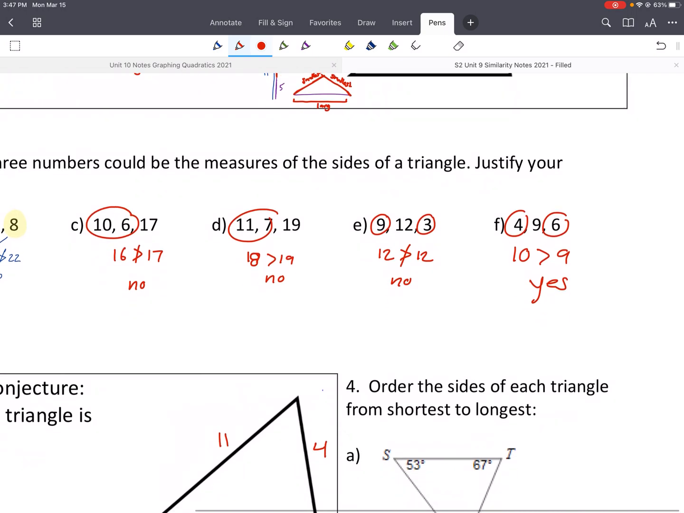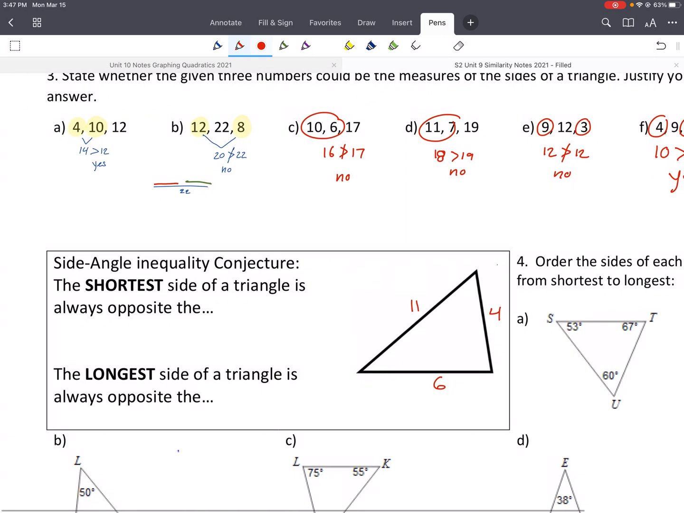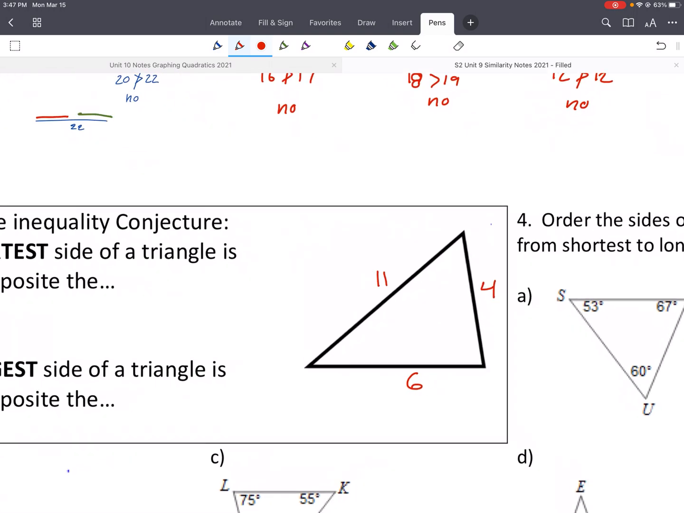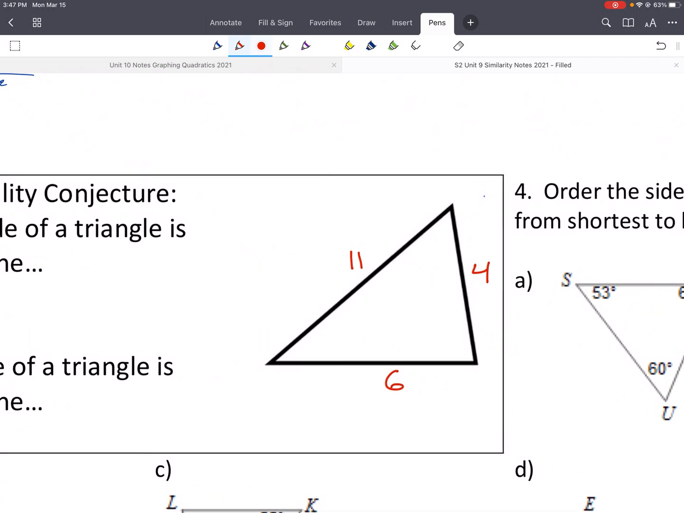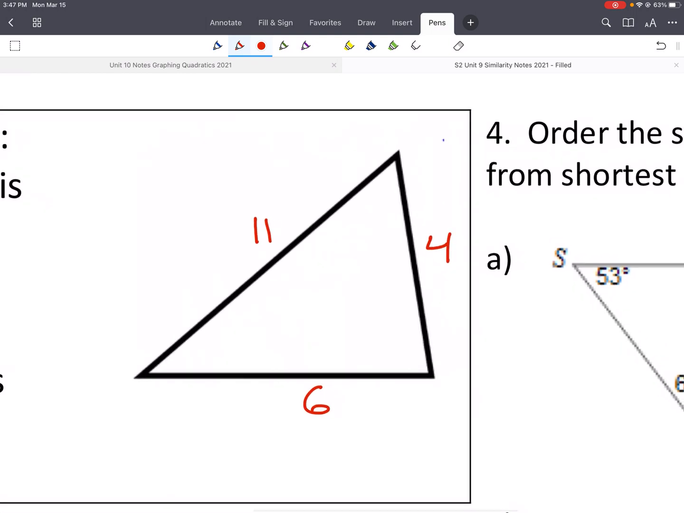All right. Next we have is called the side angle inequality conjecture. This basically tells us that there's a relationship with an angle and its opposite side. So if we were to look at this, I just put these numbers in. They don't really mean a whole lot except numbers, okay? But they kind of look like they could possibly work.